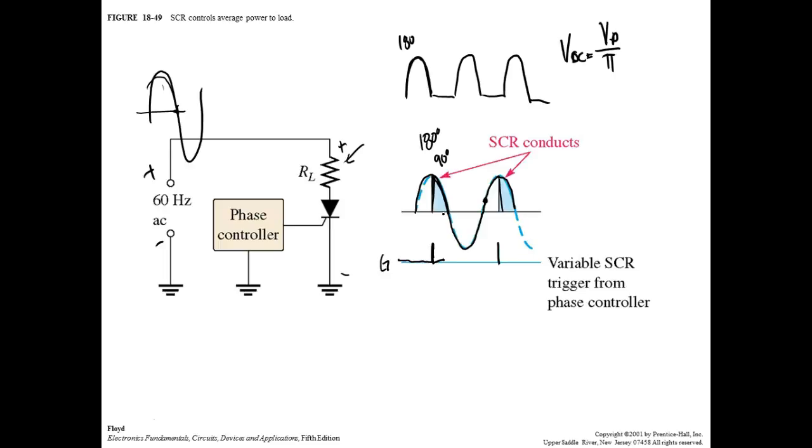Let's look up the formula. It's going to be V peak over pi times 1 minus the cosine of the firing angle, right? It's down in the bottom where it says SCRs. Is that the formula? 1 minus the cosine. Y'all need to get out your formula sheets. Yeah, 1 minus the cosine.